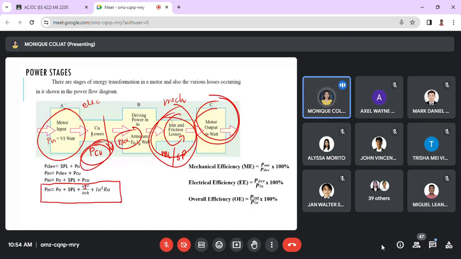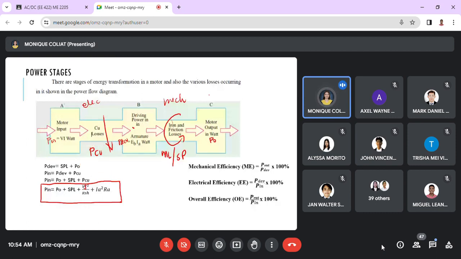We have the mechanical efficiency, which is PO over PDEV. Mechanical efficiency, so ito yung part na yun. We have PO over PDEV times 100%. Then to get the electrical efficiency, ito yung part na yun, which is PDEV divided by PN. And the overall efficiency is PO over PN. Okay? It's the power stages for motor or DC motor.